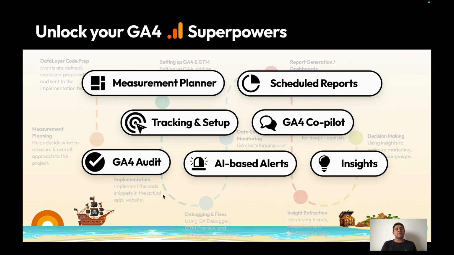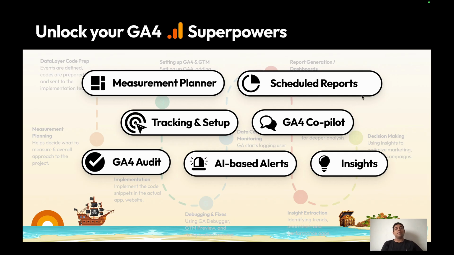So starting with understanding your current setup, we have the GA4 audit module. For planning your events, we use AI to identify events, and have lots of templates in the measurement planner module. Tracking and setup automates your GA4 and GTM tagging, completely creating your tags, triggers, and variables on auto mode, and just making smaller changes to go live very quickly. AI based alerts monitor your data and alert you whenever there is a drop in your data points. It is going to definitely alert you.